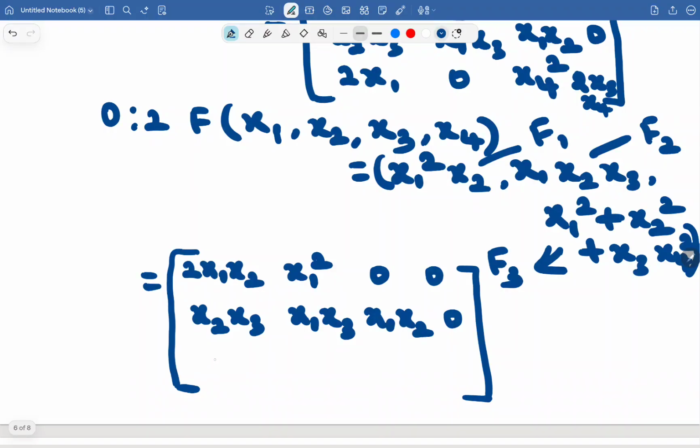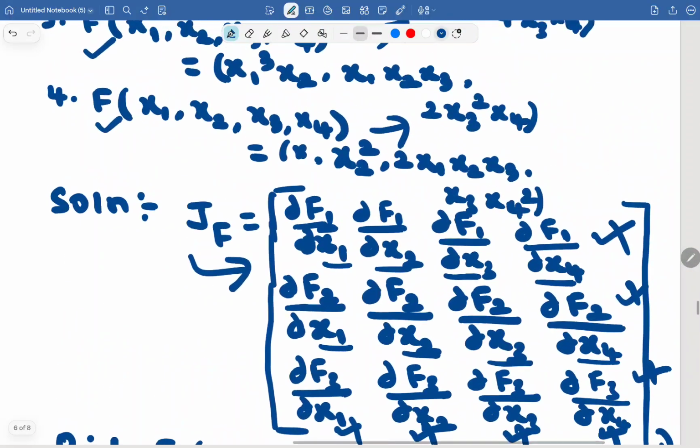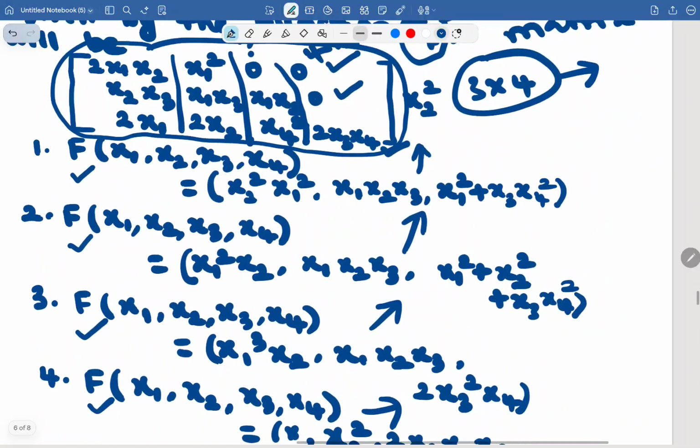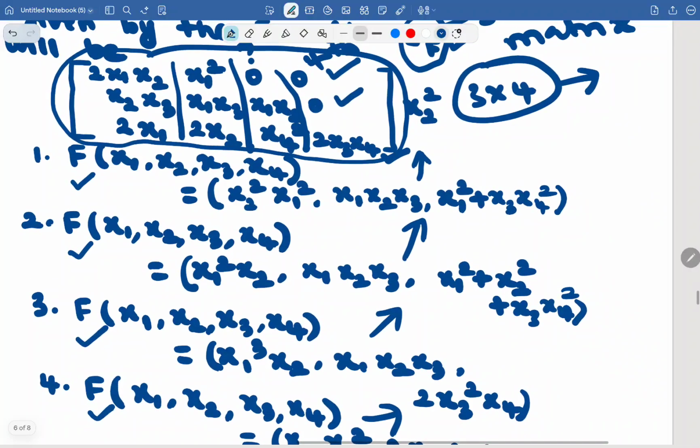If you differentiate partially with respect to x1 for f3, 2x1, 2x2, x4 square, 2x4, x3. Now check whether option 2 is the correct one.